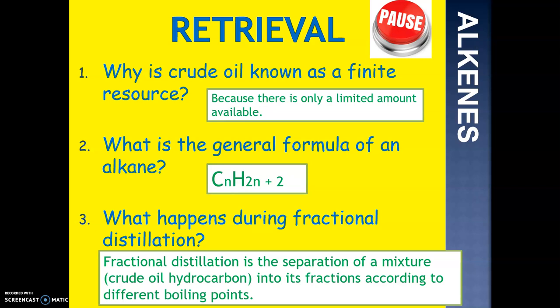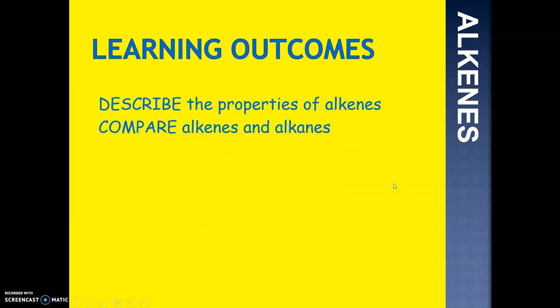So give yourself a mark out of 3 for that, guys. Excellent if you got 3. 2, well done. 1, let's add in corrections there and improve on that. So these are learning outcomes for today. We're going to describe the properties of alkenes and then compare alkenes and alkanes.